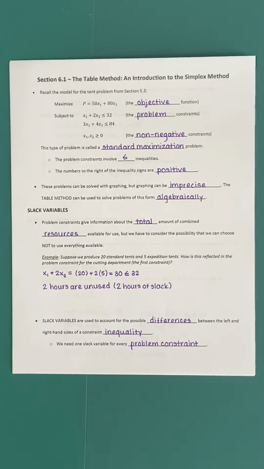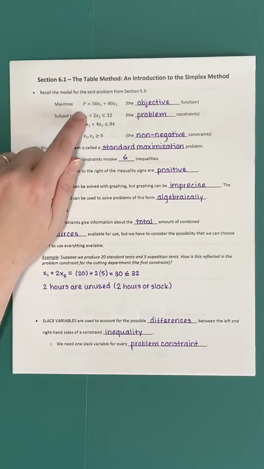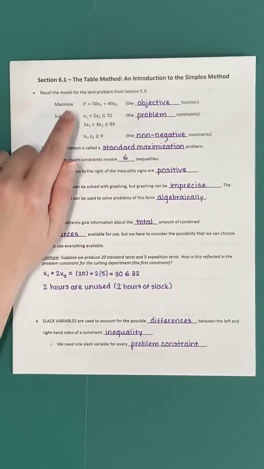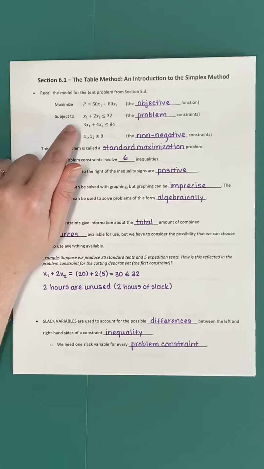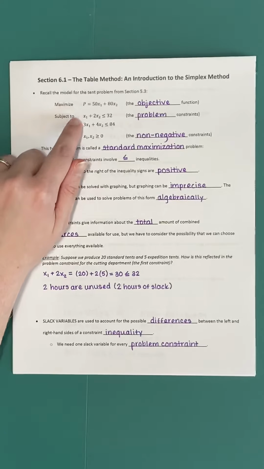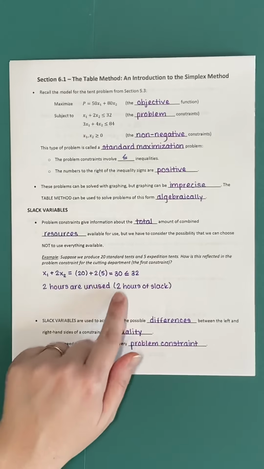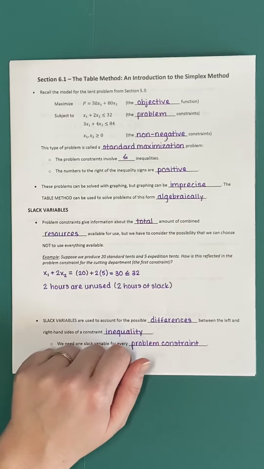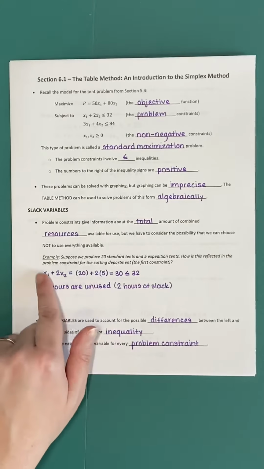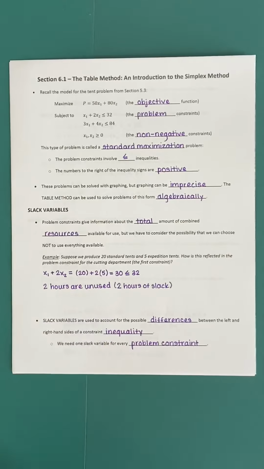So we're going to need 1 slack variable for every problem constraint. In this particular problem, we have 2 constraints. We need a slack variable for inequality 1. We need a slack variable for inequality 2. Again, each of those variables are going to allow us to account for any type of resources we have left over that aren't used based on the values we end up solving for our decision variables.